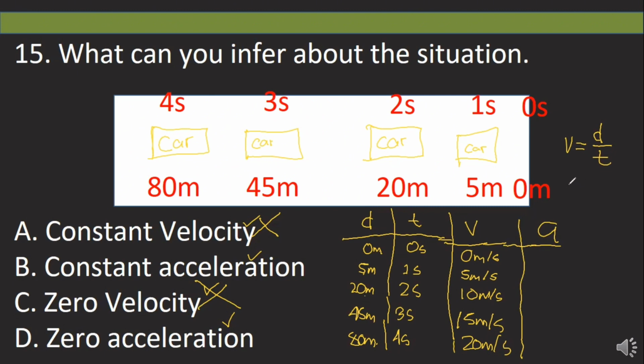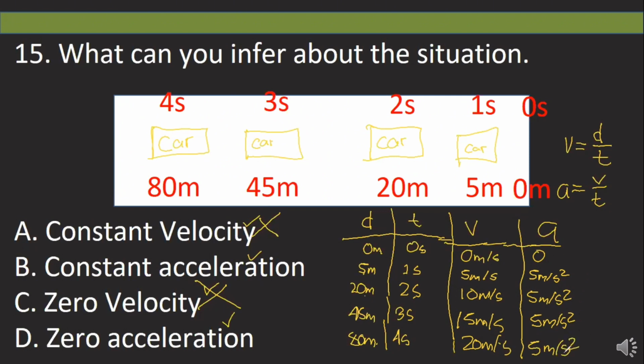So what is the equation for acceleration? Velocity over the time. So we have here velocity divided by time, 0. 5 divided by 1, we have 5 meters per second square. 10 meters per second divided by 2 seconds, 5 meters per second square. 15 meters per second divided by 3 seconds, we have 5 meters per second square. And then 20 divided by 4, we have 5 meters per second square.